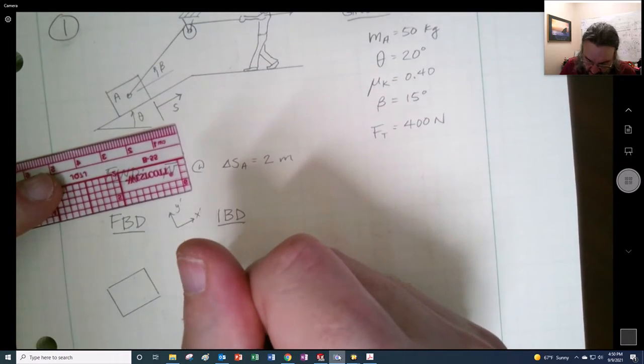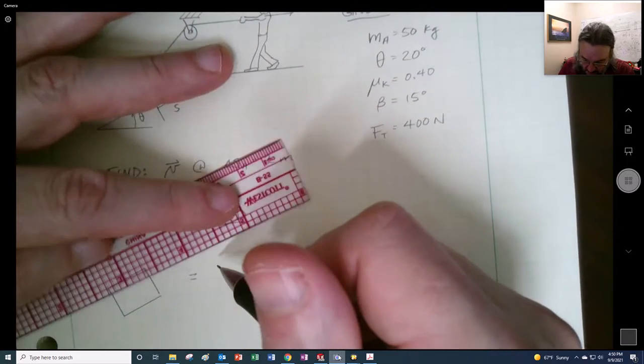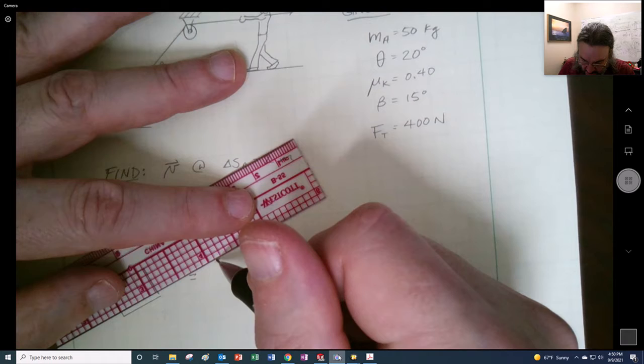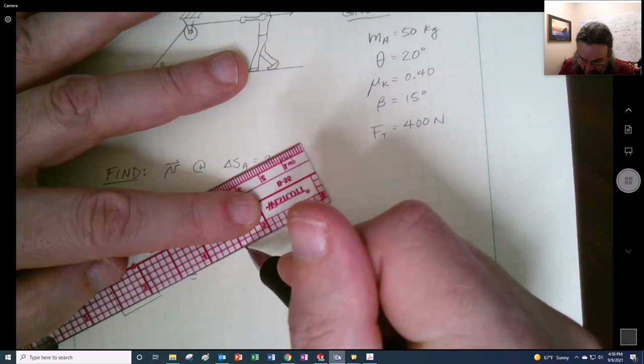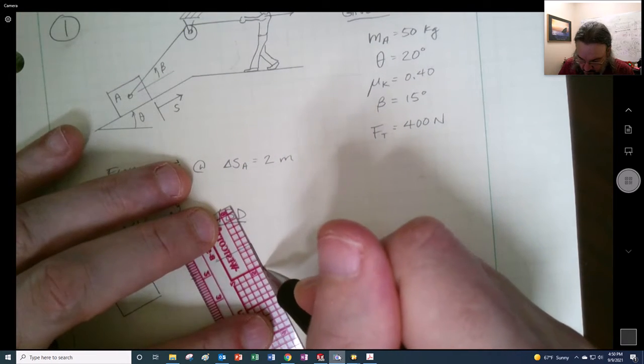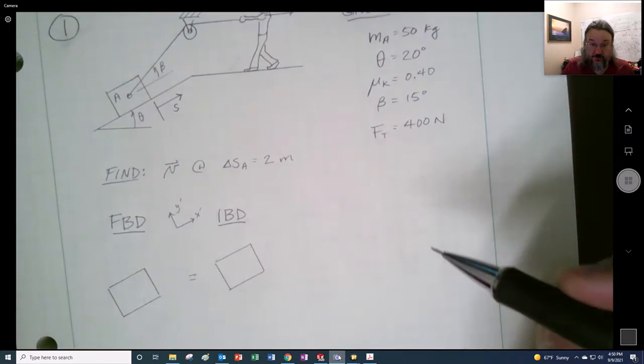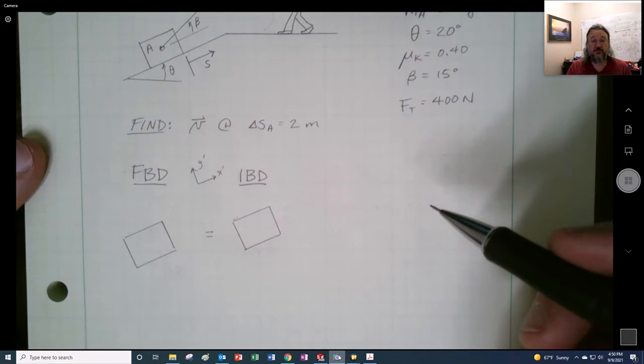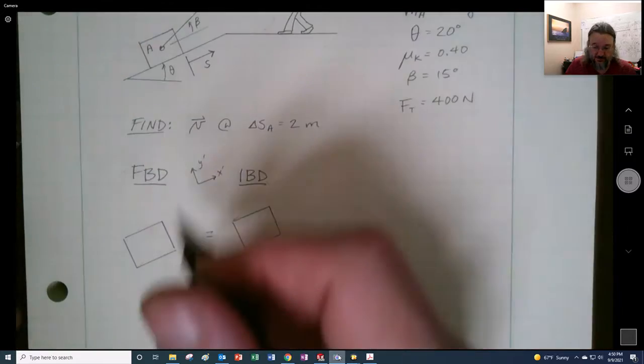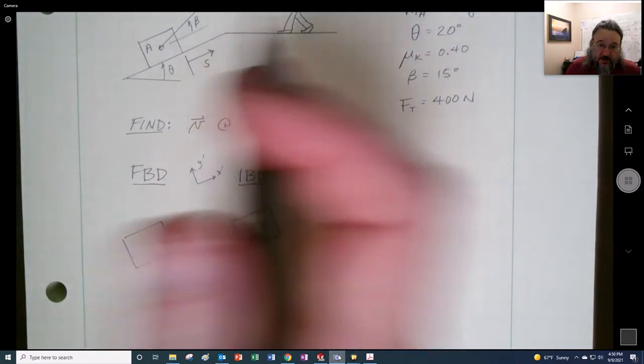We say it's going to be equal to that, right? And something like this right here. So much easier to do this on a computer, isn't it? All right. Does it look about right? I think this one's a little higher than that one. Doesn't matter. All right, so we start applying on the FBD.